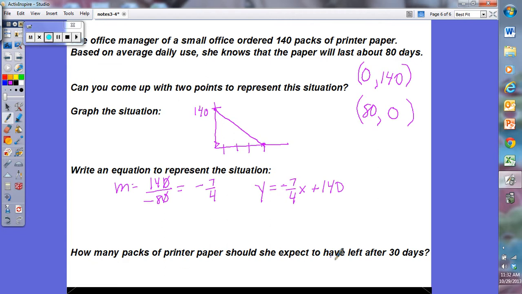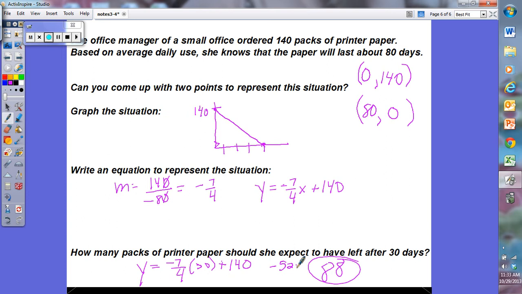And how many packs should she expect to have left after 30 days? Well, days is x, so I plug in 30. And I would say negative 7/4 times 30 plus 140. I don't have a calculator on me, but negative 210 over 4 is negative 52-ish plus 140. We're going to go with about 88 approximately. Approximately 88 packs of paper after 30 days.